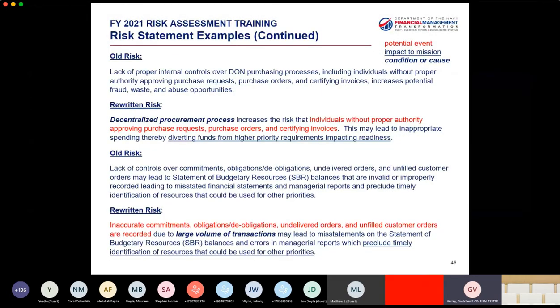Okay, so we've got a couple more examples here. I'm going to let you guys take a minute to read the old risk, and then we'll go through the rewritten risk, so you guys don't have to just hear me talking the whole time. So just take a minute, read the old risk, and then we'll go through the rewritten risk for the first item.